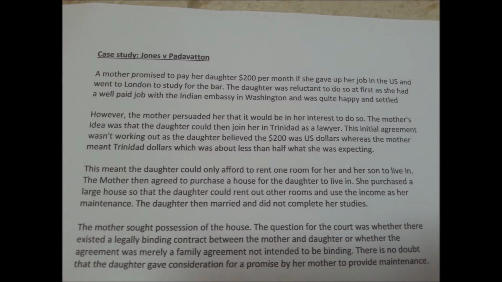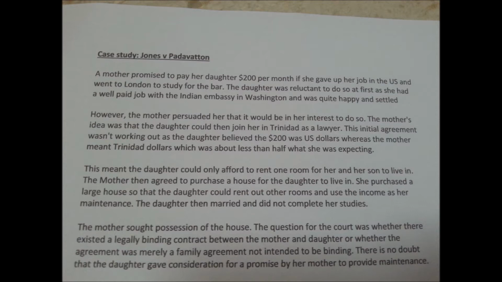Okay, so I'm not sure if you guys can read the text because the font is a bit small, but in this case, a mother promised her daughter to pay her $200 a month if she gave up her job in the US and went to London to study for the bar to qualify as a lawyer. The daughter was reluctant to do so at first because she had a well-paying job with the embassy in Washington and she was quite happy and settled. But the mother persuaded her that it would be in her best interest to do so.